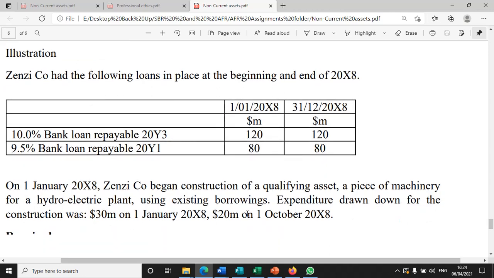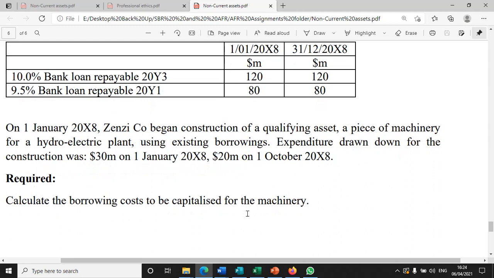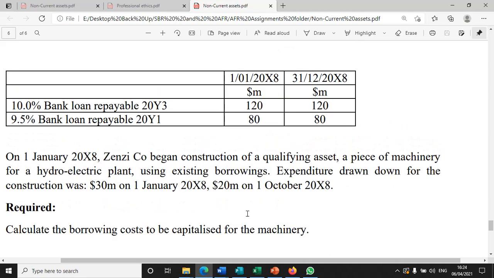On 1st January 20X8, Zanzi company began construction of a qualifying asset, a piece of machinery for a hydroelectric plant using existing borrowings. Expenditure drawn down for the construction was 30 million on 1st January 20X8 and 20 million on 1st October 20X8. Calculate the borrowing cost to be capitalized.